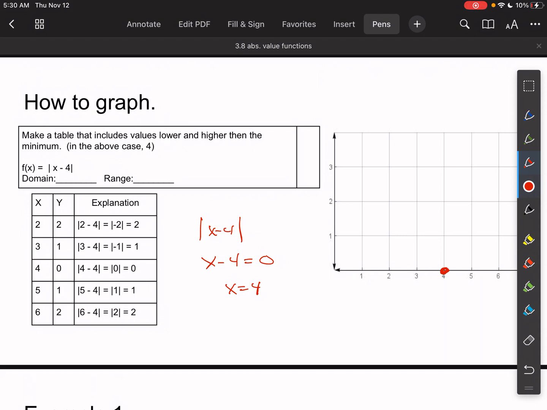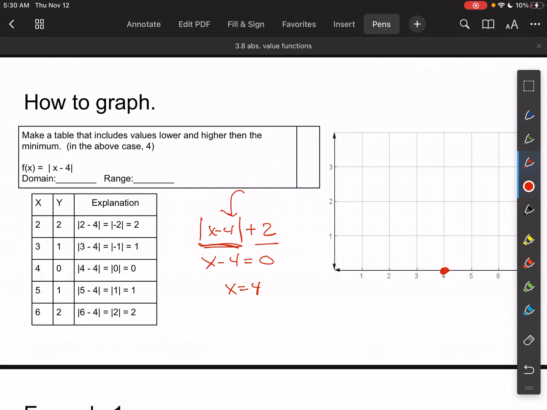Now I want you to be careful here, because if you add or subtract something on the outside of this, which we're going to do soon, then from that minimum place, you are going to have to move the whole thing up 2 or down, depending on what it says. But for now, if it's just an absolute value, it's just going to be shifting left and right if it's happening on the inside.